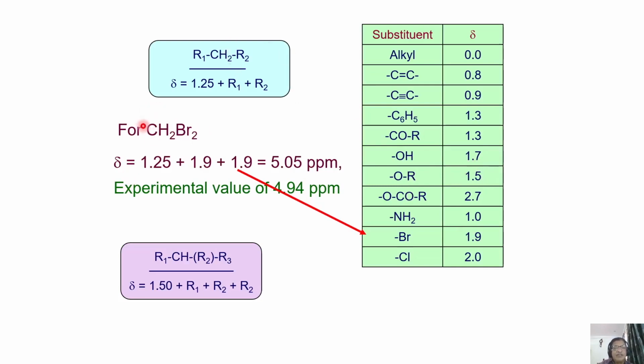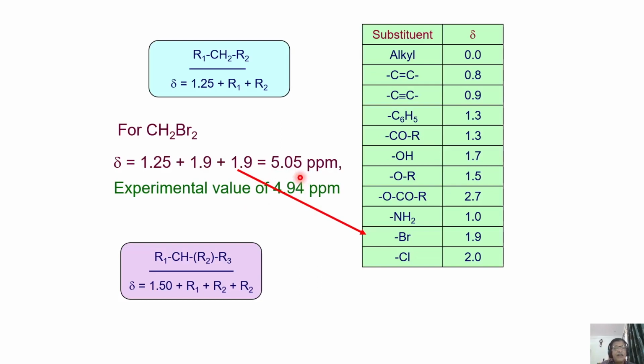Now take the example of CH2Br2. There are two bromines attached. Take the base value of 1.25. For each bromine it is 1.9. For two bromines, R1 and R2 on either side, 1.25 plus 1.9 plus 1.9, you add up, you get 5.05 ppm. This is the predicted value. In the experiment, when they really did it, they found the value to be 4.94. Yes, a 0.1 ppm difference is there.